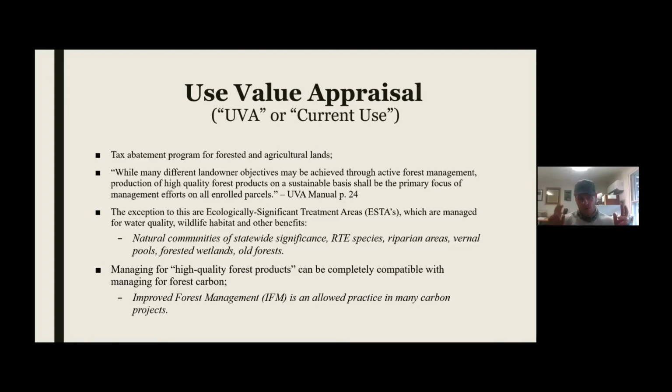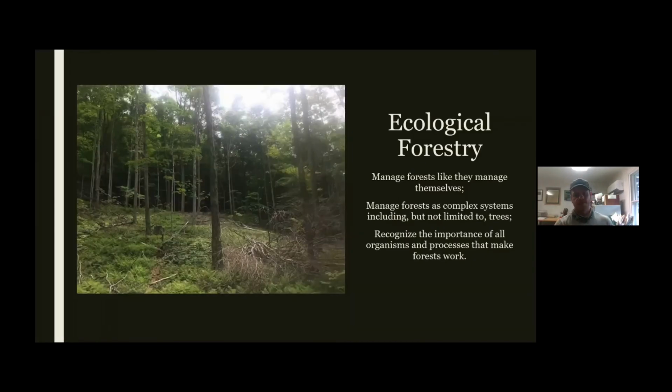Managing for, quote, high quality forest products can be completely compatible with managing for forest carbon. And within most forest carbon markets, there's a series of practices called improved forest management, or IFM, which is allowed within these practices. It doesn't mean that every tree on your forest needs to get harvested when it gets to be a certain age, or that everything is getting clear cut. It just means that the land needs to be actively managed in some way that's ostensibly for the current or future production of forest products.